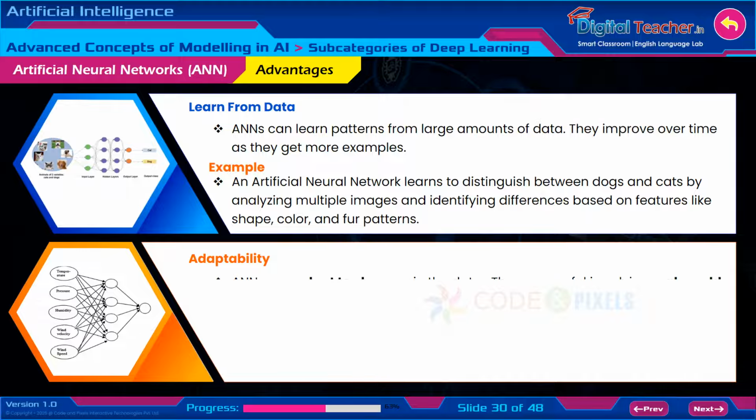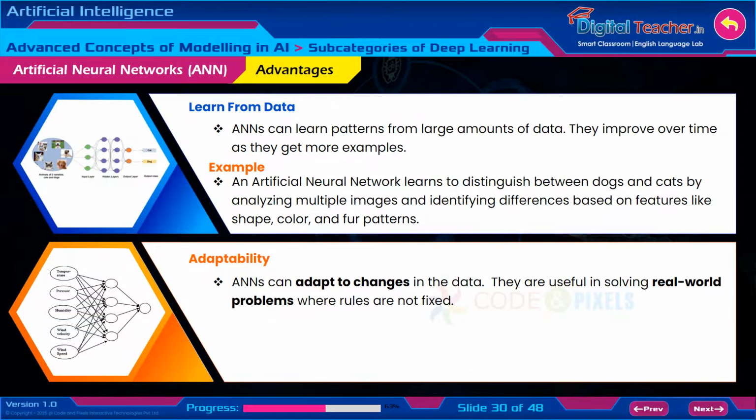Adaptability. Artificial neural networks can adapt to changes in the data. They are useful in solving real-world problems where rules are not fixed. Example: a weather prediction model can adjust as seasons change.